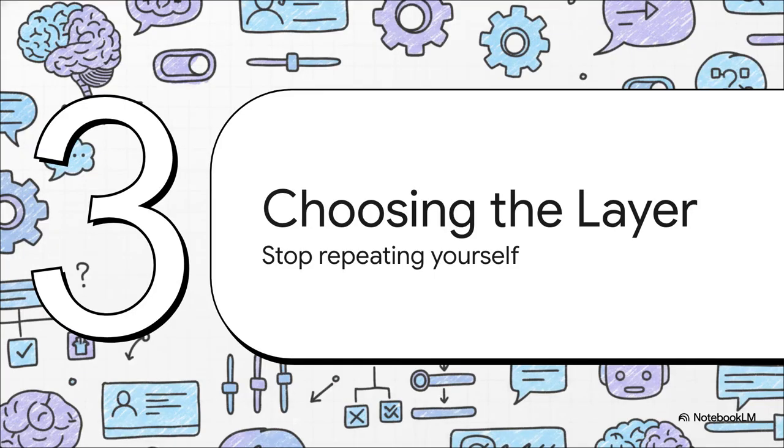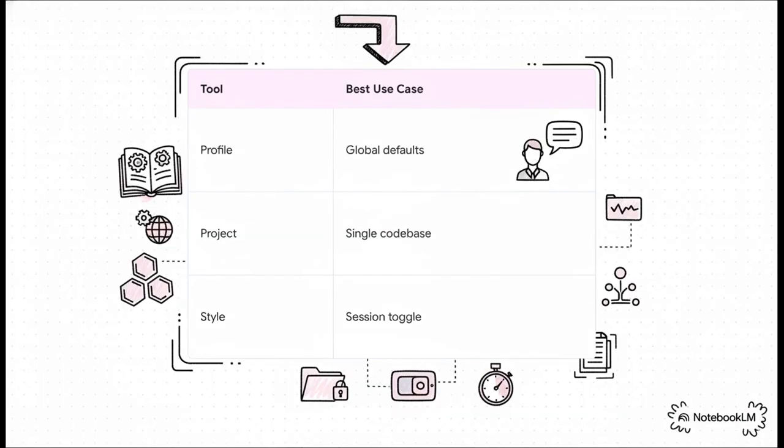So, let's talk about choosing the right layer so you can truly stop repeating yourself. Here is your quick decision matrix. For your general communication rules, put those right into profile instructions. If you have context for a very specific task or a specific code base, that belongs in project instructions. And whenever you need a really quick temporary formatting change, use response styles. Just keep in mind response styles are temporary, so they have to be reselected for every new chat.